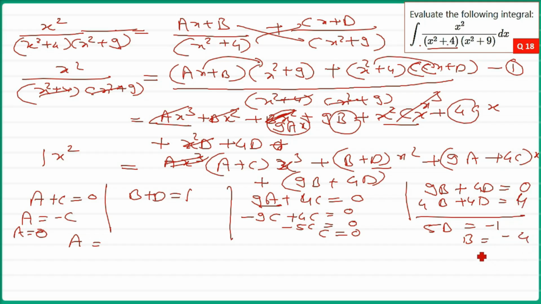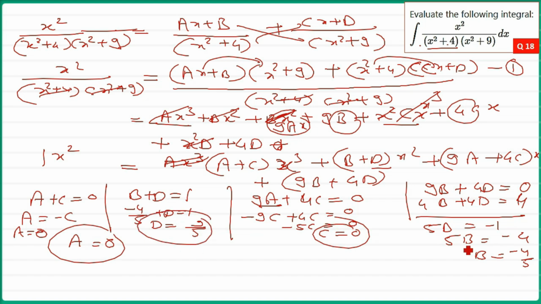So this will be negative 4. So b becomes equal to negative 4 by 5. Now put it here. Negative 4 by 5 plus d equals 1. So d will be equal to 1 plus 4 by 5. It will be 9 by 5. Now a equals 0, c equals 0, d is 9 by 5, and b equals negative 4 by 5.